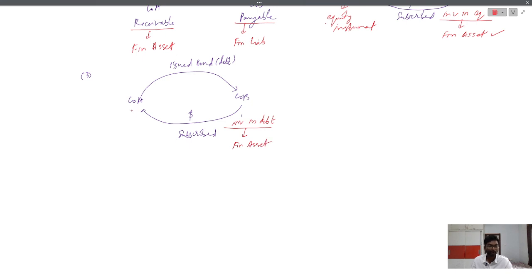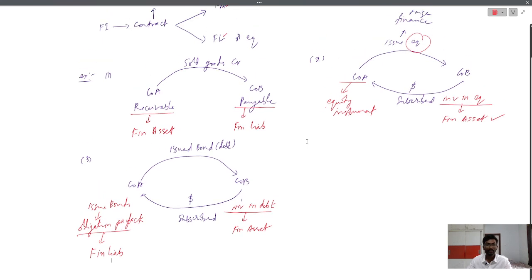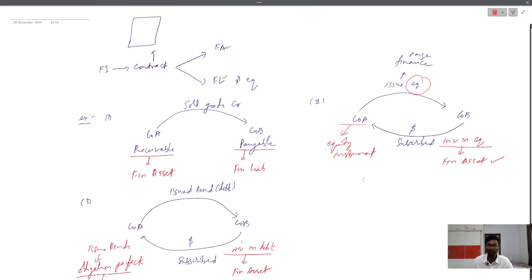However, for company A, which is issuing the bonds and raising the funds, company A has an obligation to pay back the funds it has raised from company B, maybe at maturity, maybe yearly, maybe in the near future. So company A has an obligation. Since it is an obligation, we consider it a financial liability. So this is the idea: examples regarding financial asset, financial liability, and equity instruments.